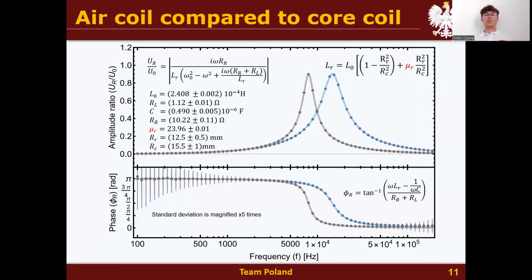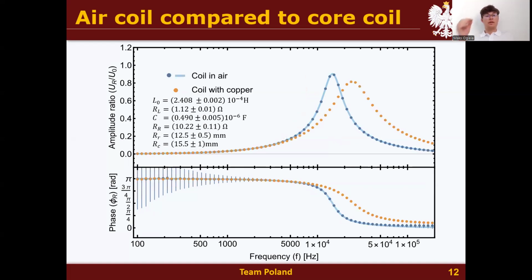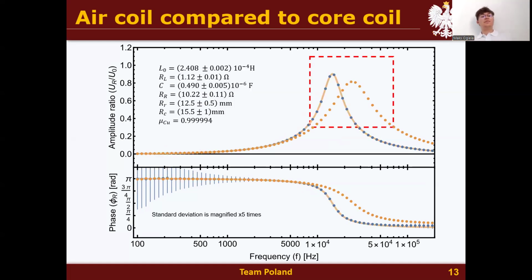By using our formula for the coil inductance with the core, we are able to obtain the value of the relative magnetic permeability for the ferrite rod that we used. We can see that our function fits the measurements really well. Now we can compare the results for the coil with copper inside it. We can clearly see the differences. Even if we take into consideration the fact that the relative magnetic permeability of copper slightly changes, we still see that our function doesn't match the results.